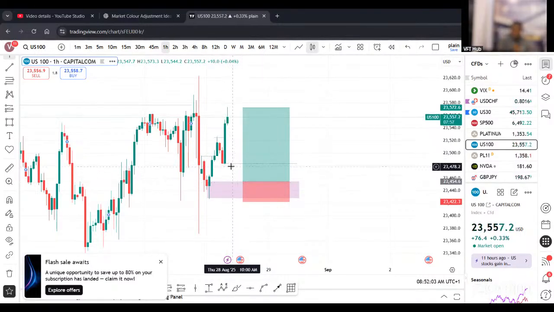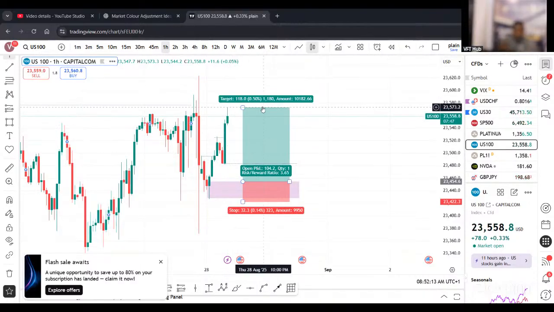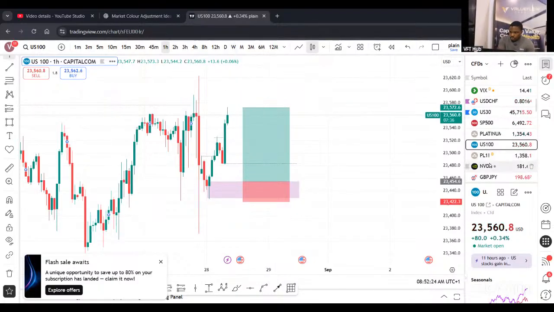Then most likely into New York open, New York stock market open, price might just tap into this one and then continue its movement to the upside, right? Because on the daily time frame, we're overall bullish, right? So this is my analysis for today on NAS 100.